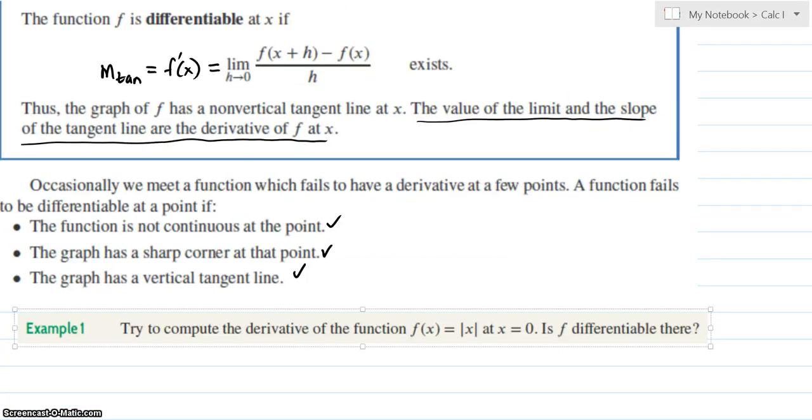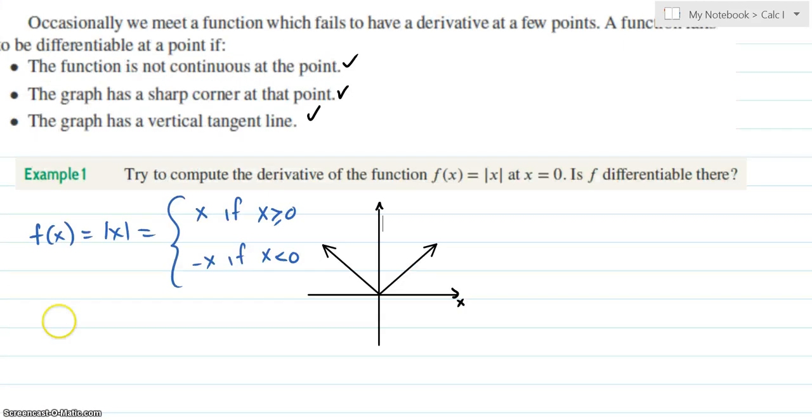So we're going to try to compute the derivative of this function, absolute value of x, at x equals 0, and we're going to see if it's differentiable there. Since the absolute value of x, by definition, is x if x is positive, and negative x if x is negative, we can easily graph it. We get a line this way and a line that way. You can see that there's a sharp point at the bottom. So the answer is going to be no. Let's go ahead and see that.